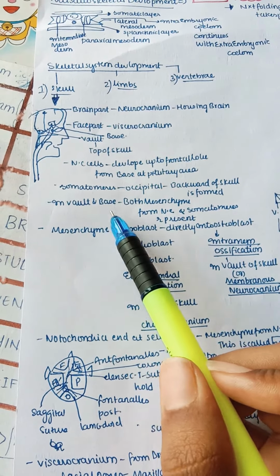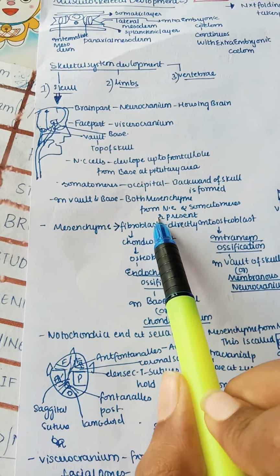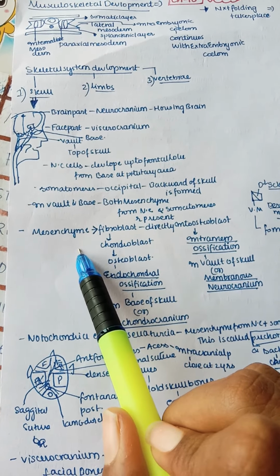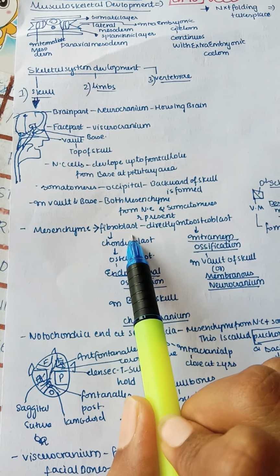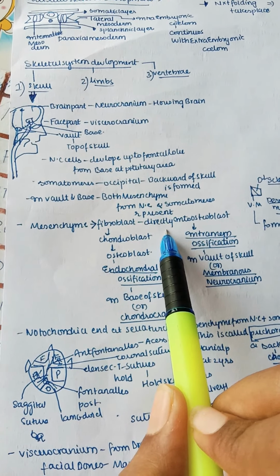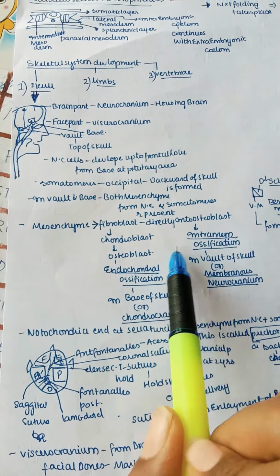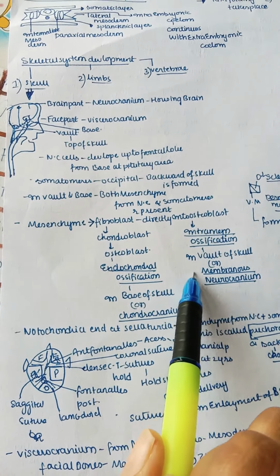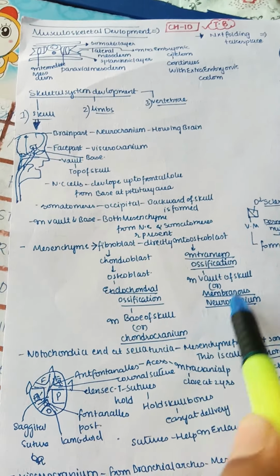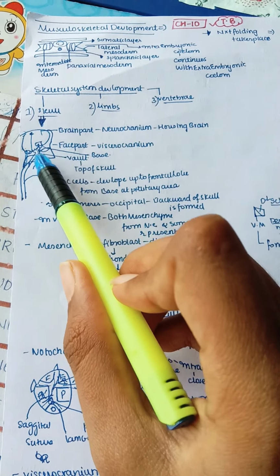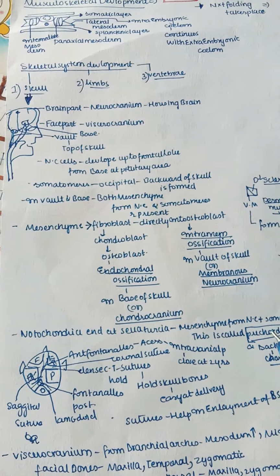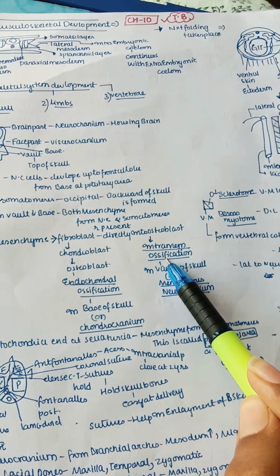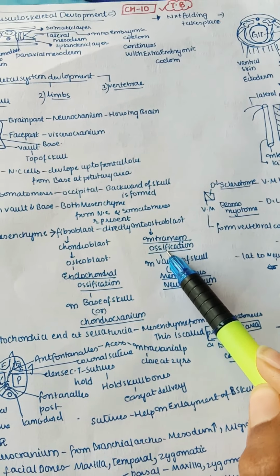So in the vault and base, the mesenchyme is from both neural crest cells and somitomeres, right? So mesenchyme first converts into fibroblast, which directly forms osteoblasts and undergoes intramembranous ossification in the vault of the skull. This is also known as membranous neurocranium. So the neurocranium, that is the part related to the brain, is mainly ossified intramembranously, that is there is no cartilage, so they directly convert into bone.